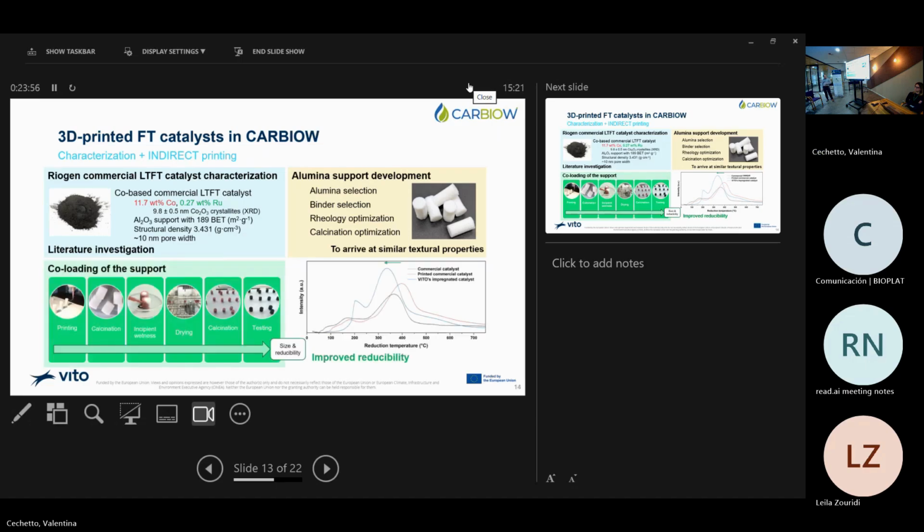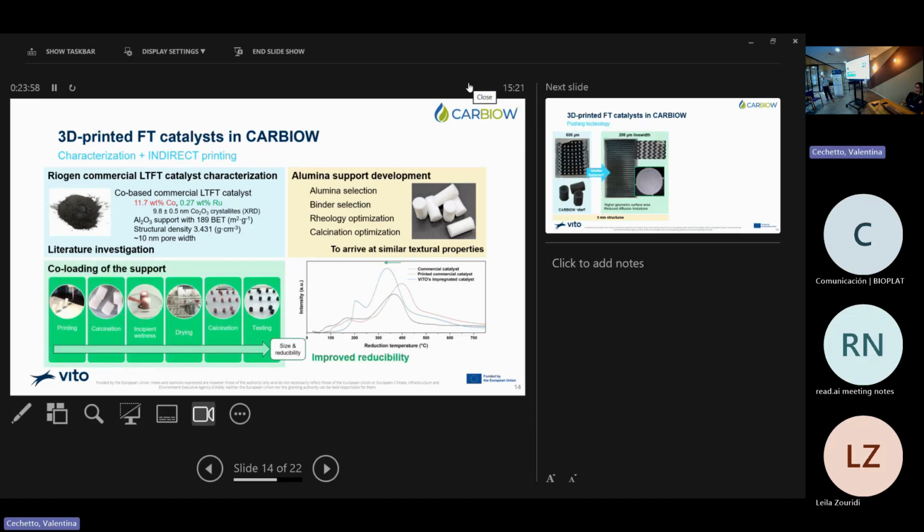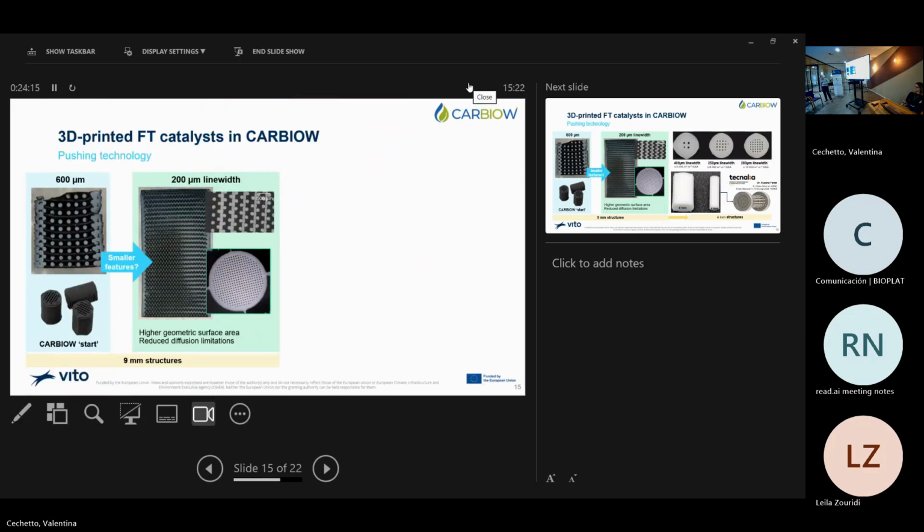We did the rheology optimization, the binder selection, calcination optimization, to arrive actually at similar textural properties of the commercial catalyst. Then we did a design of experiments for the cobalt loading. So we used incipient wetness impregnation because that's the easiest one. And in the end, if you look at the TPR profile, we have a better reducibility than, of course, the deactivated one, and also better reactor performance.